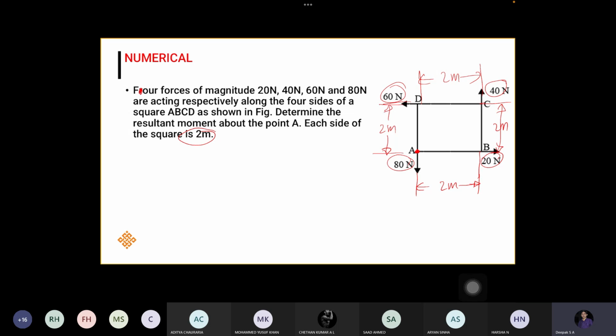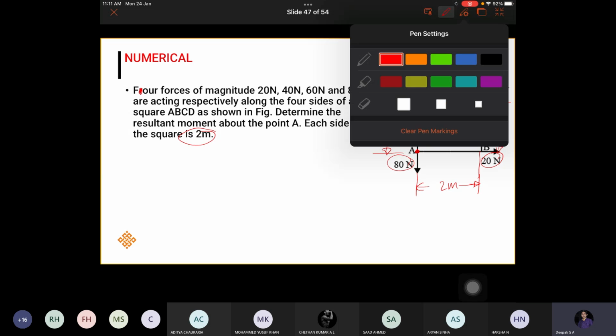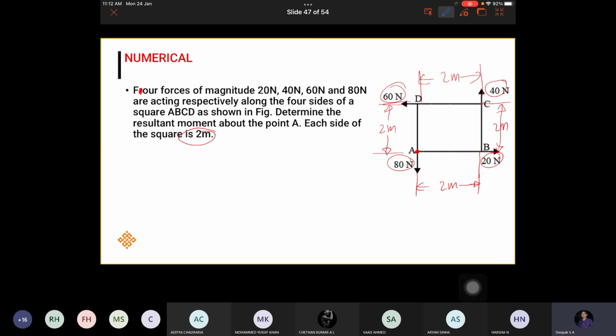Is it correct? Yes, sir. Okay. So now what we need to do here, what do we want from this problem? The result that we want is to determine the resultant moment of all forces about the point A. So if I want to take the resultant moment about the point A, I have to take.